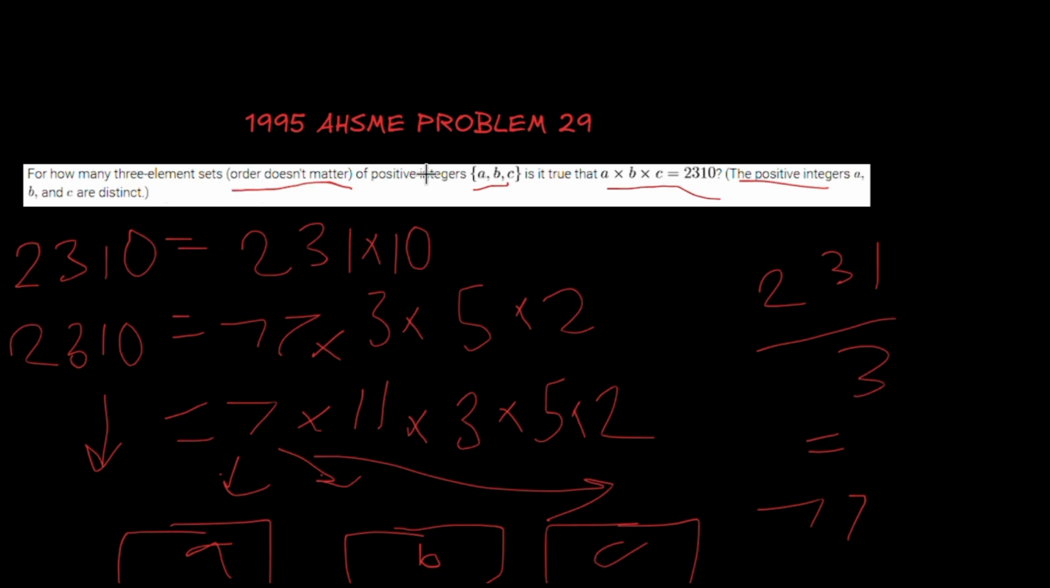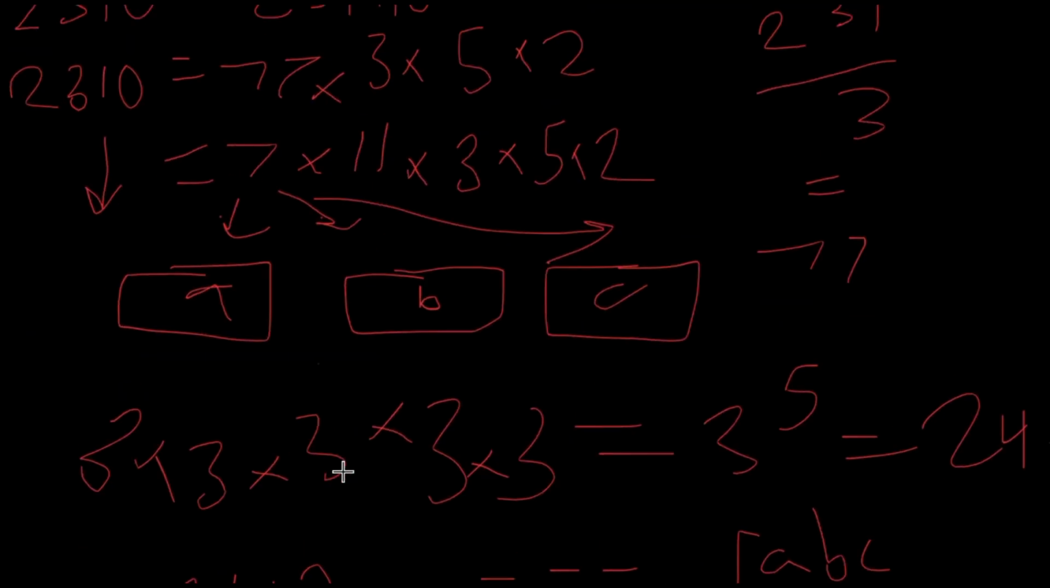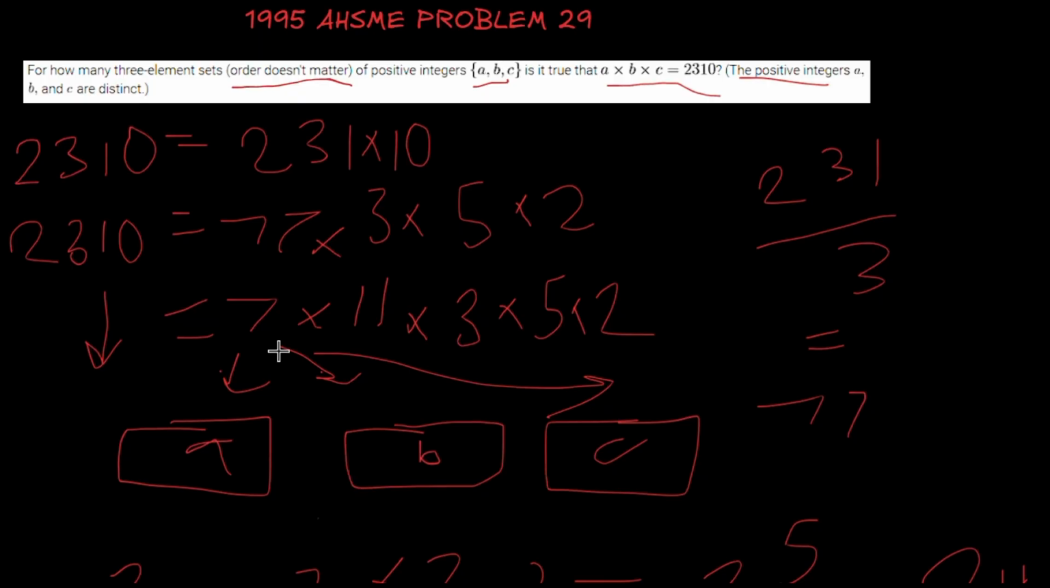Three-element sets, order doesn't matter, positive integers a, b, c. Is it true that a times b times c equals 2310? I don't think the issue is in this first question. The positive integers a, b, and c are distinct. What are the situations when they're not distinct? What if we had 7 over here and something else over there? I don't think it works that way, because we only get to put a number in a box once. We can't put the number in box A and then also put it in box B, or duplicate it in different boxes.